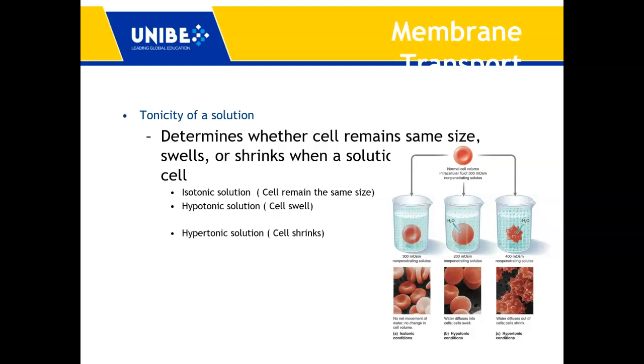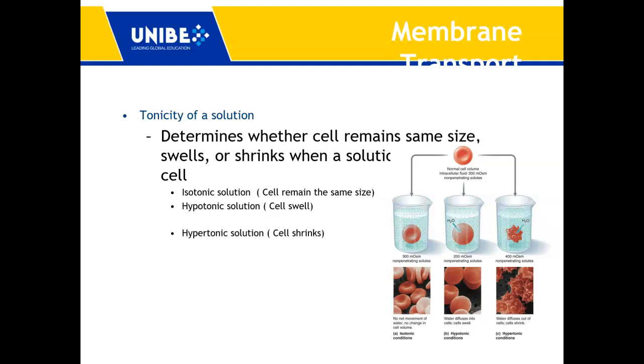But what happens when I take a cell that has lived in a 300 milliosmole solution and put it in a solution that has less solute, let's say 200 milliosmoles? In this situation, the solution that has less solute will be more dilute, or another way to say it, hypotonic. So water moves from outside the cell, where there's more, into the cell, and that means that cells tend to swell.